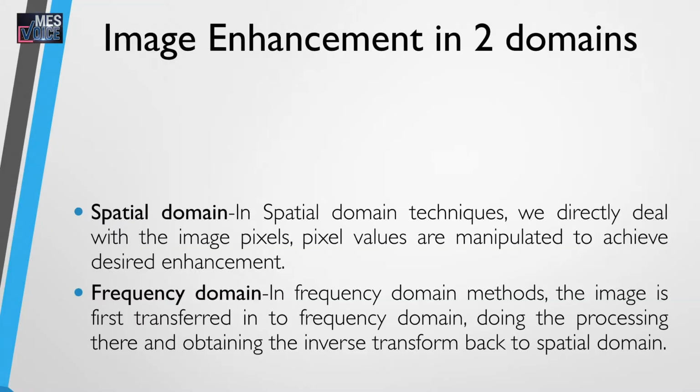Image enhancements are carried out in two separate domains. They are spatial domain and frequency domain. In spatial domain techniques, we directly deal with the image pixels. Pixel values are manipulated to achieve the desired enhancement. In frequency domain methods, the image is first transferred into the frequency domain, the processing is done there, and the inverse transform is obtained back to the spatial domain.